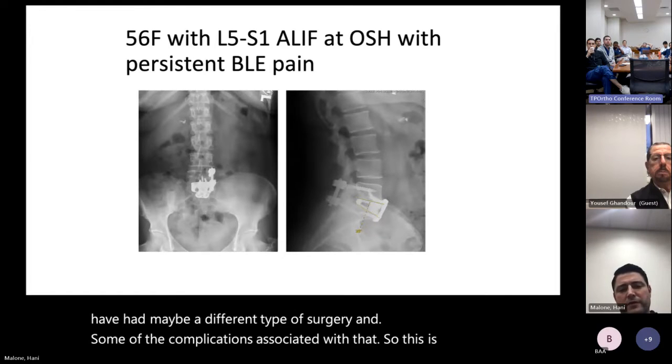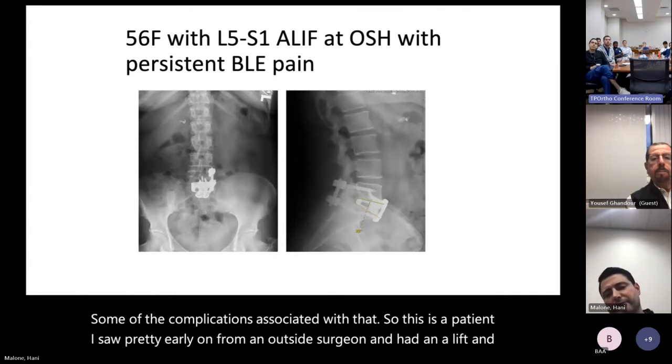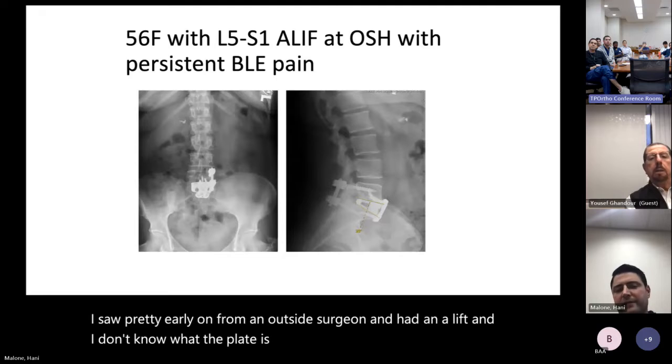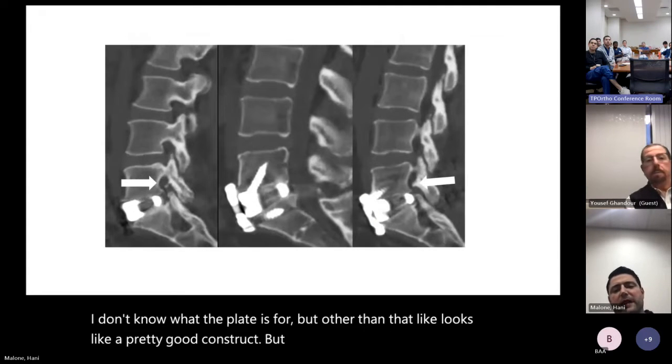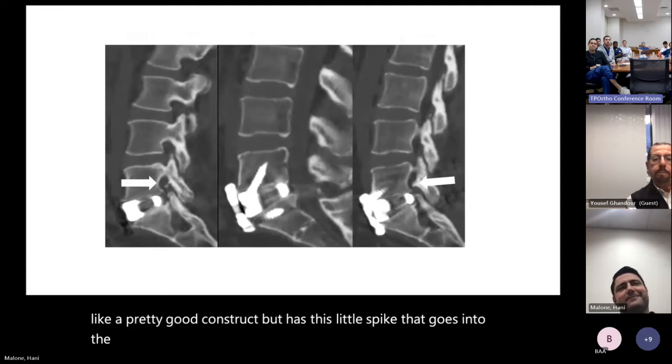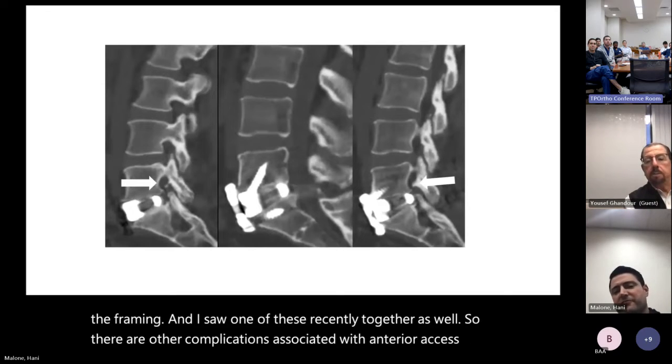So this is a patient I saw pretty early on from an outside surgeon and had an ALIF, and I don't know what the plate is for, but other than that, it looks like a pretty good construct. It has this little spike that goes into the foramen, and I saw one of these recently as well. So there are other complications associated with anterior access surgery. This is one I've seen a fair number of times.